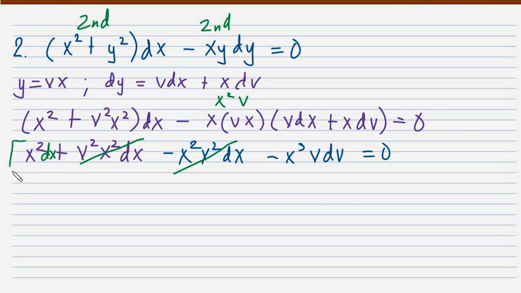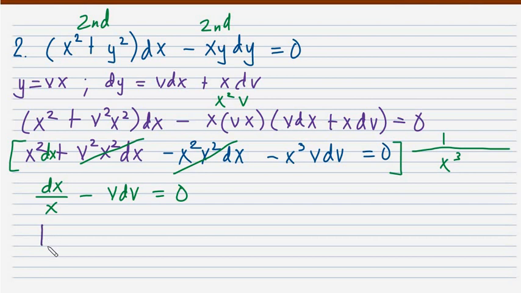Again, it is a differential equation in variable separable. If I simply divide by x cubed, I will arrive at dx over x minus v dv. This is very simple. We will just apply simple integration, and we will arrive at ln x minus v squared over 2 is equal to c. So let's go to our next page and try to simplify.